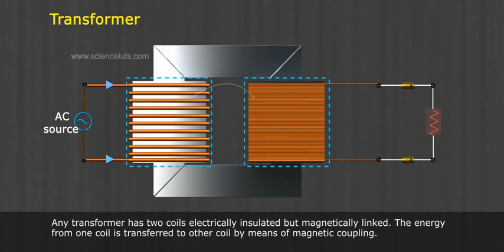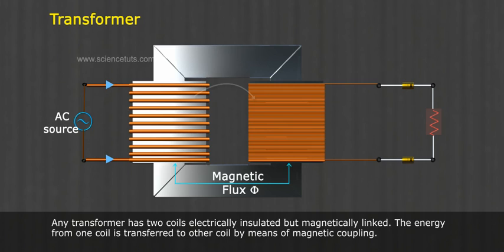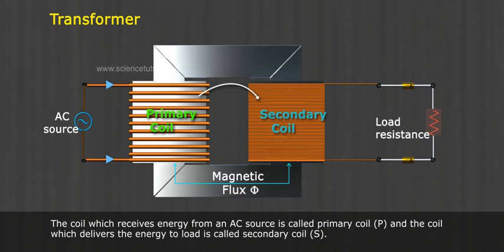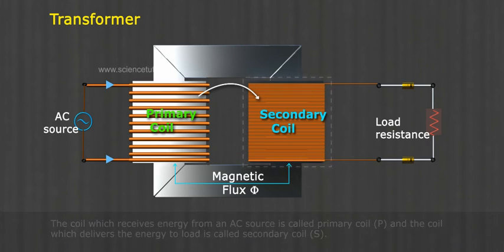Any transformer has two coils electrically insulated but magnetically linked. The energy from one coil is transferred to the other coil by means of magnetic coupling. The coil which receives energy from an AC source is called primary coil P, and the coil which delivers the energy to the load is called secondary coil S.